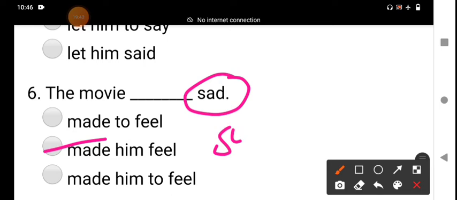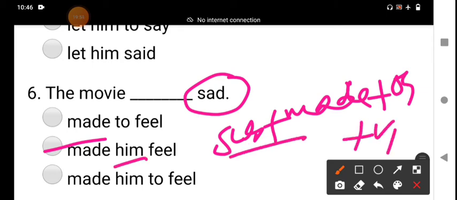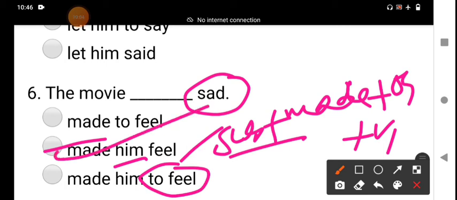The movie is the subject, plus the causative verb make or made, plus the object, an objective pronoun, plus V1. That is the structure of the causative verb. That is the right answer. In this situation, it does not take the to infinitive, it takes the bare infinitive without to. The movie made him feel sad. That is the right answer.